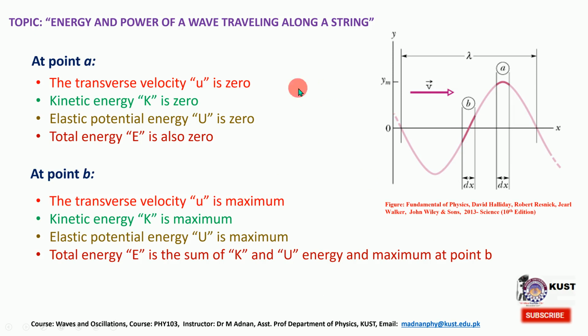So this is the valid energy description of a wave traveling through a string. That is, the total energy, the kinetic energy, and the potential energy go to minimum at some points, and at other points go to maximum at the same time, which is not the case for the harmonic oscillator description. So now we will verify these things mathematically.